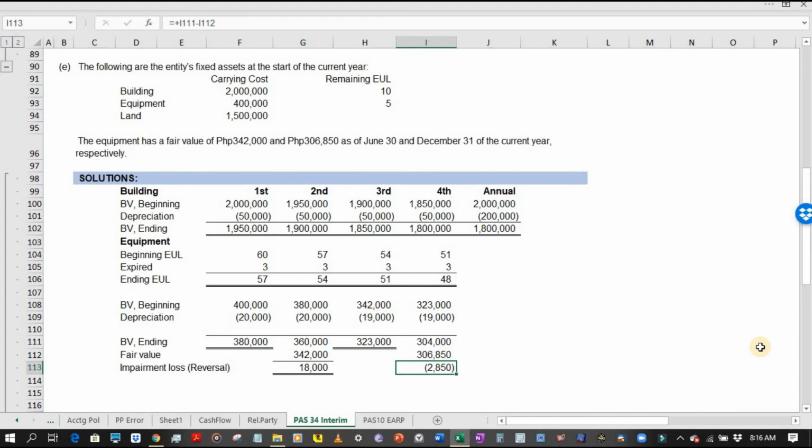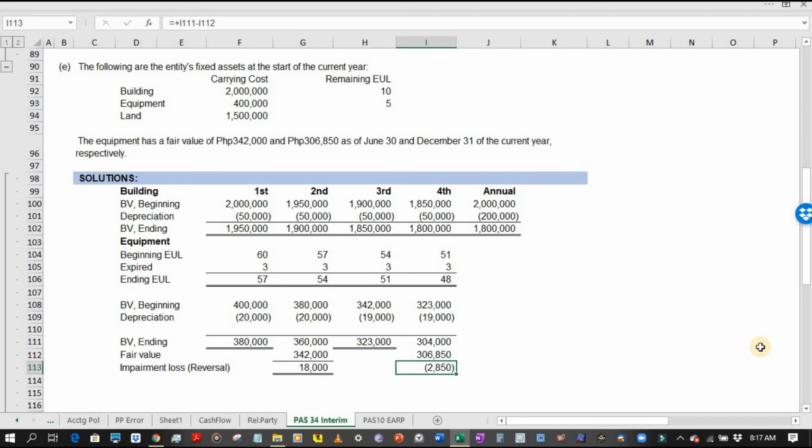Again, reversal of impairment loss means that there should be already an impairment loss previously recorded. That is why we are using the term reversal. If there is no impairment loss to be reversed, any increase in the fair value is not recognized for cost model purposes. But since we have recorded an impairment loss of 18,000 in the second quarter, we are allowed to record a reversal, which is 2,850.